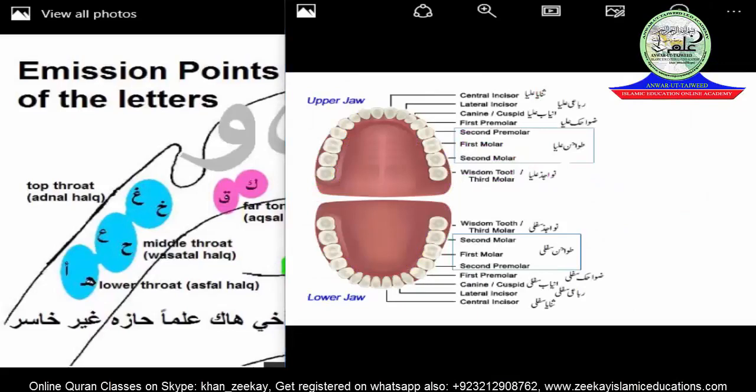So we should understand here that we have learned about three letters. Letter lam is pronounced with a part of the palate which is in between the premolars. Letter noon is pronounced from the part which is in between the canines.